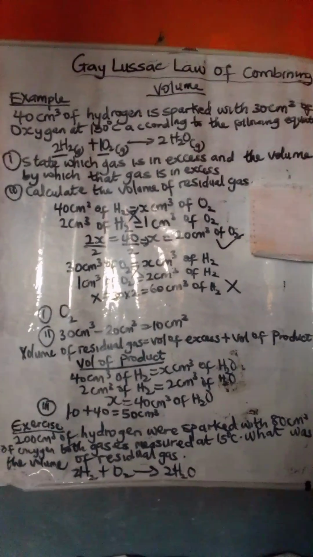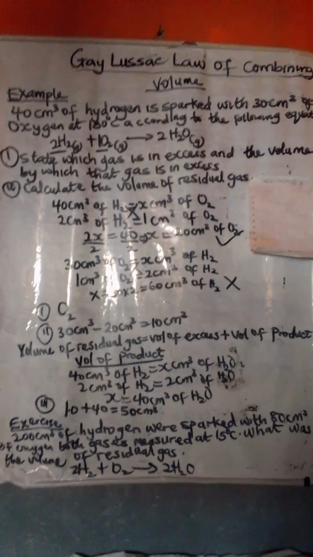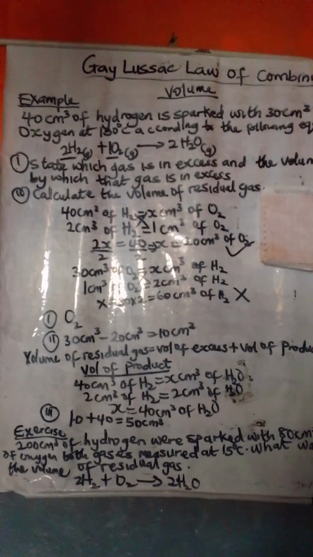And calculate by how much it is in excess. So we want to know. That will be 30. We started with 30, minus the 20 that is used up. We have 10. Then we have to calculate the volume of residual gas.